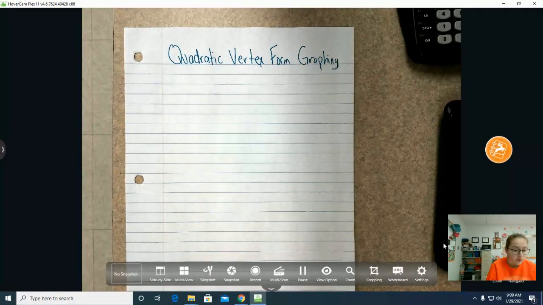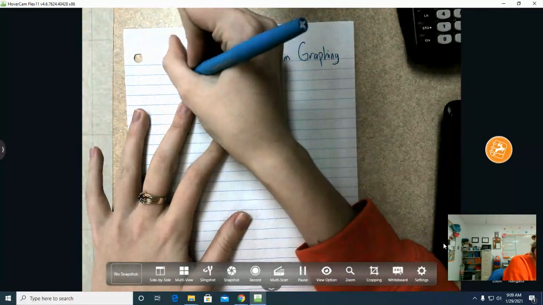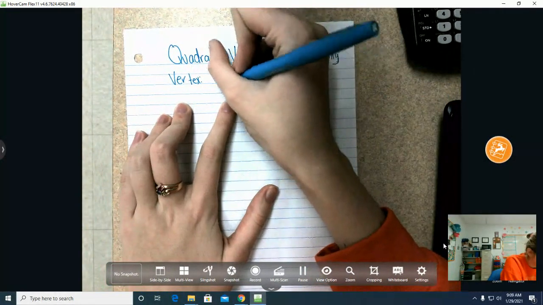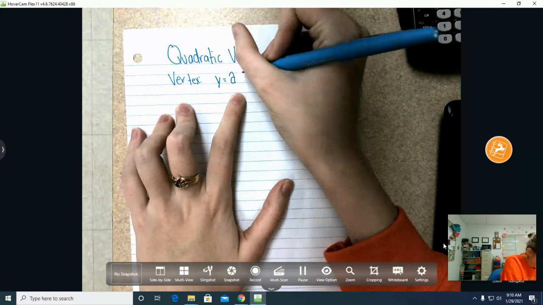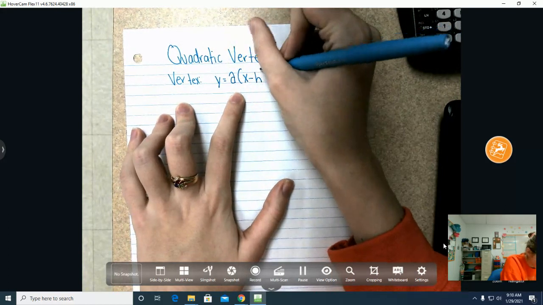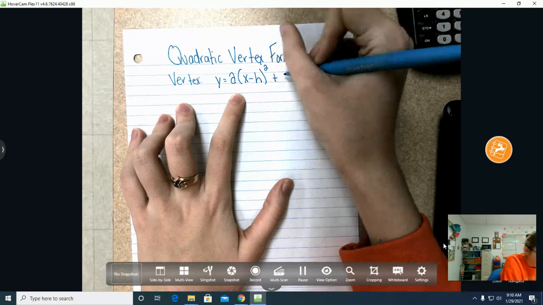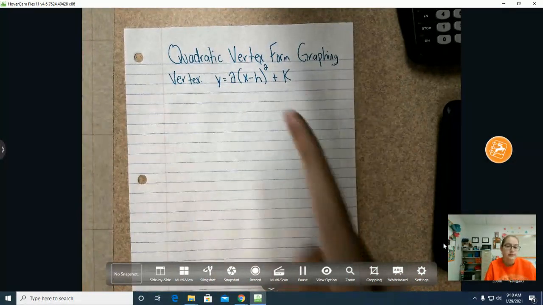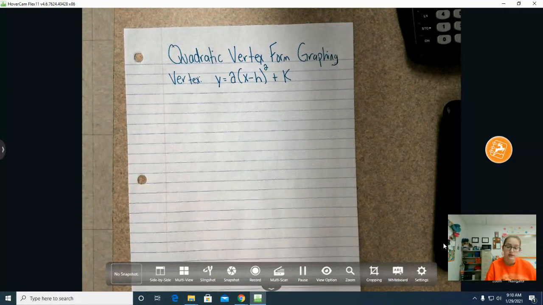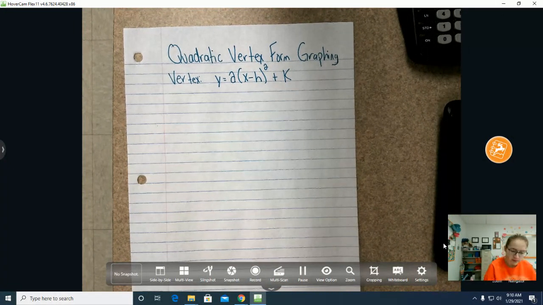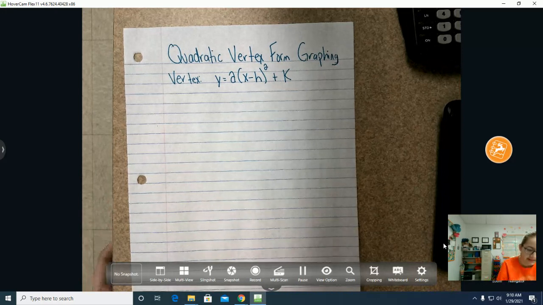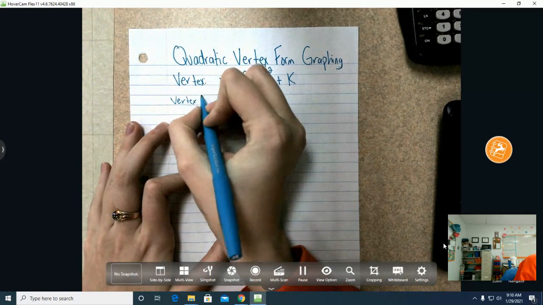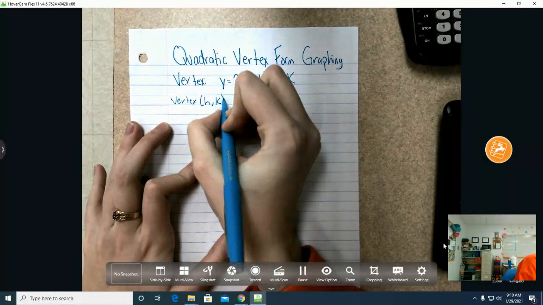Okay, so vertex form, the form for that is, so vertex form is going to be y equals a times x minus h squared plus k. So this should look very familiar. We talked about this formula in the beginning of the year when we were doing absolute value graphing. So even if you don't remember that, that's okay. We'll go ahead and we'll go back over the basics. So your vertex point is given by h comma k.